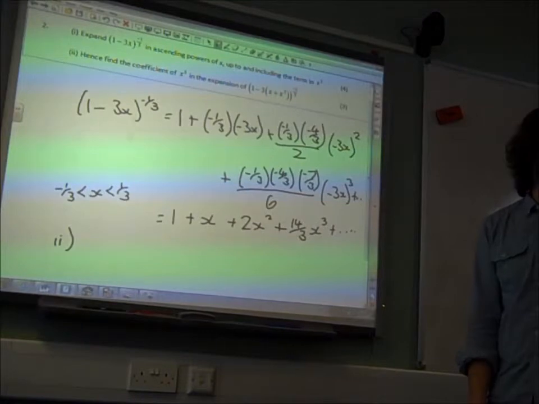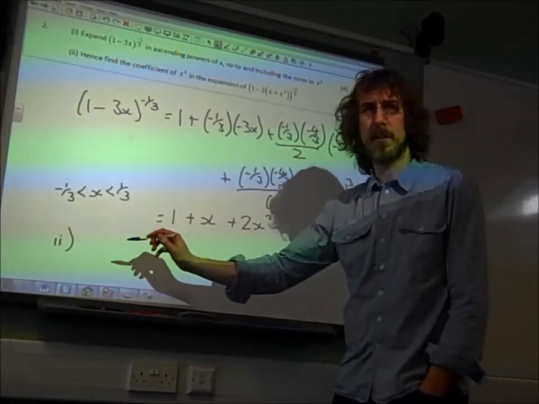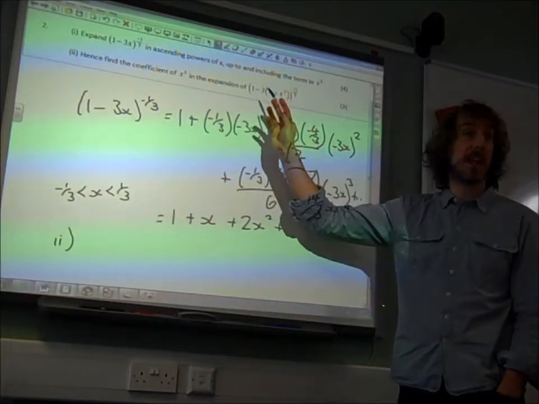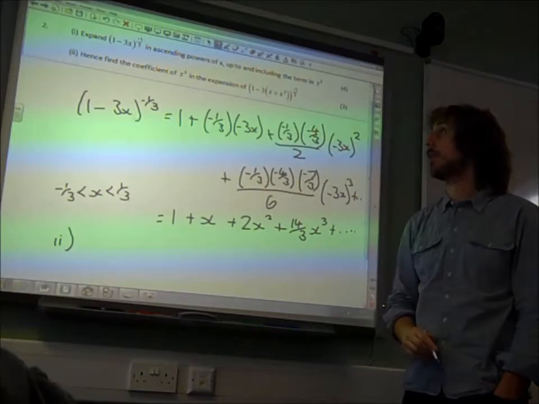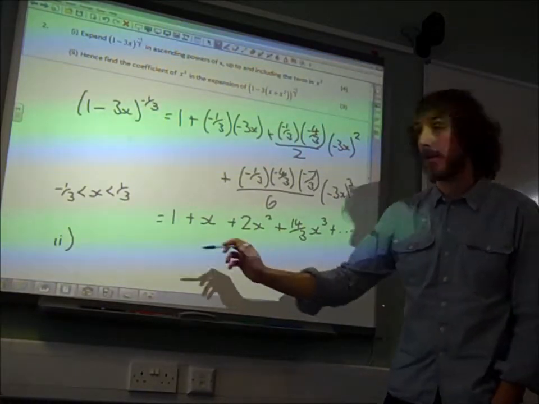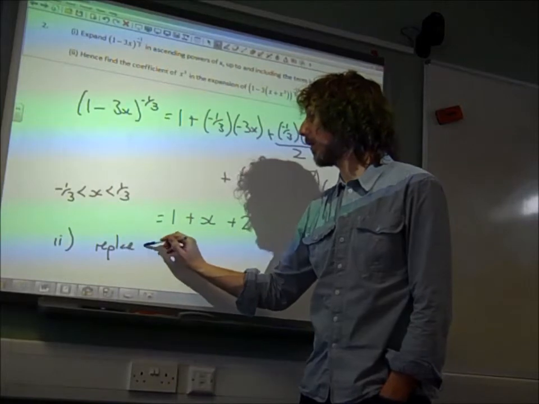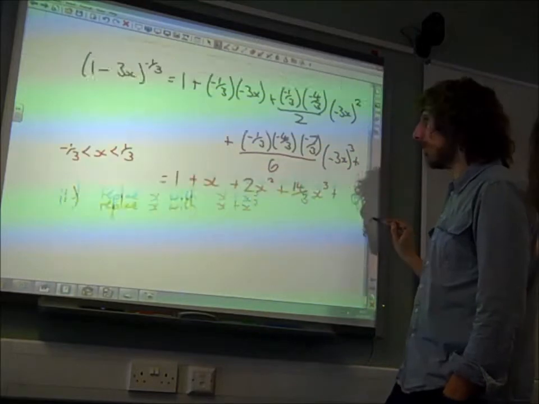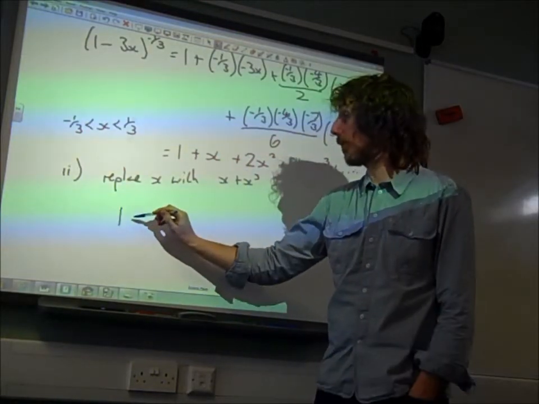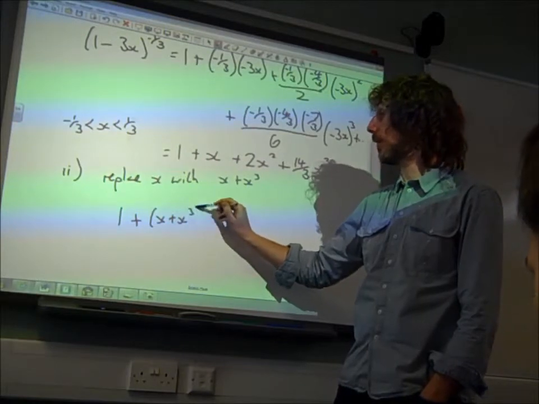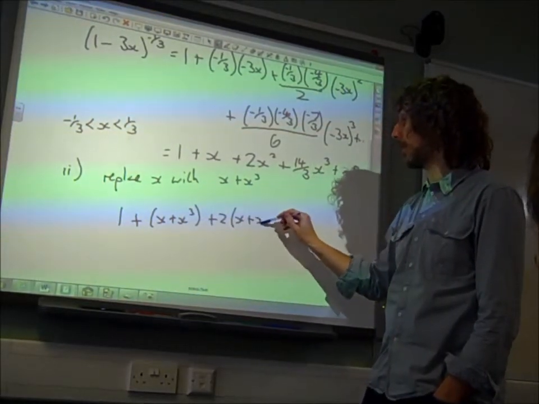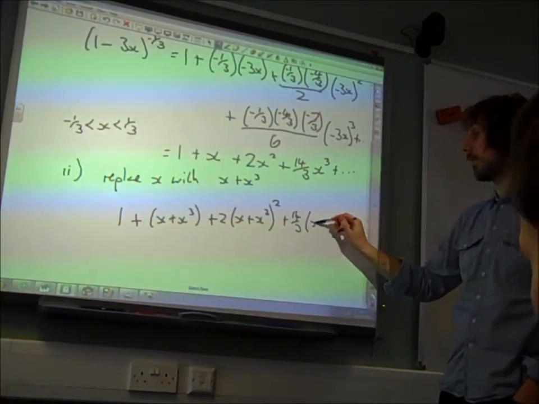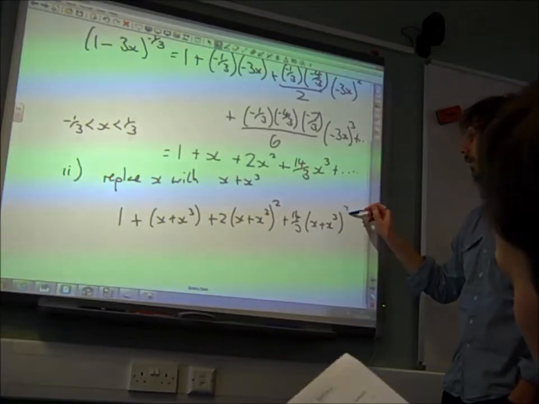Hence find the coefficient of x cubed in that expansion. So what we're doing, basically here, is replacing x with x plus x cubed. So instead of x, we're going to put in x plus x cubed. Our expansion becomes 1 plus x cubed plus twice x plus x cubed squared plus 14/3 of x plus x cubed cubed.